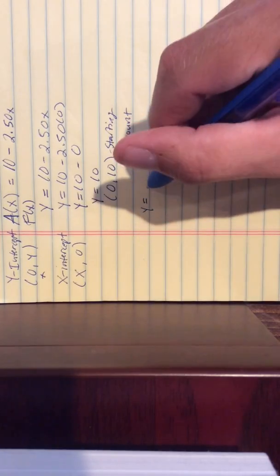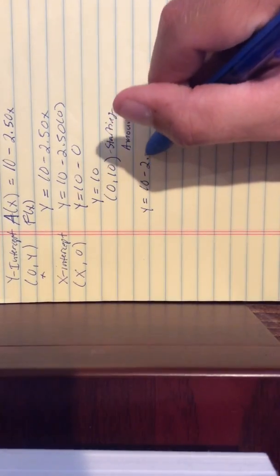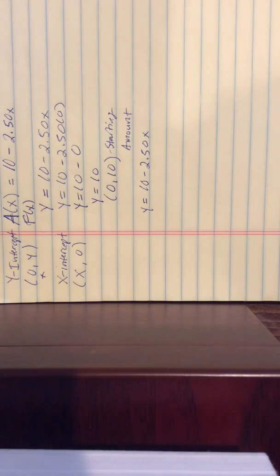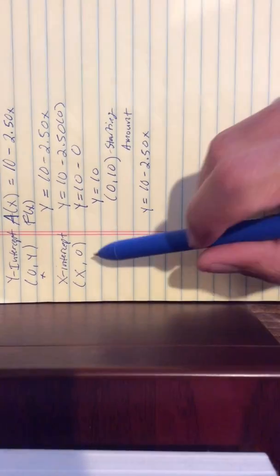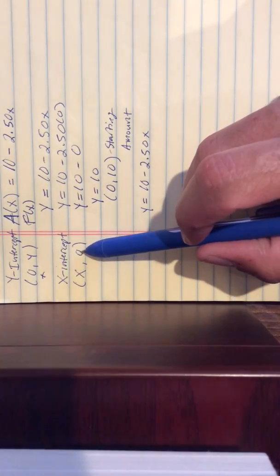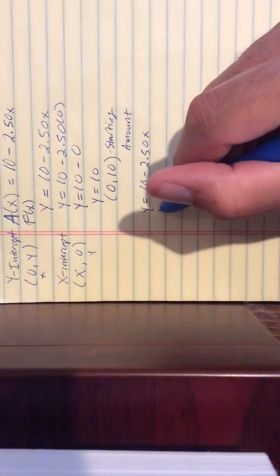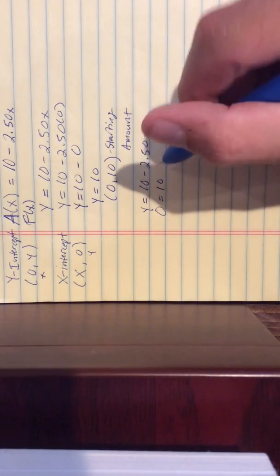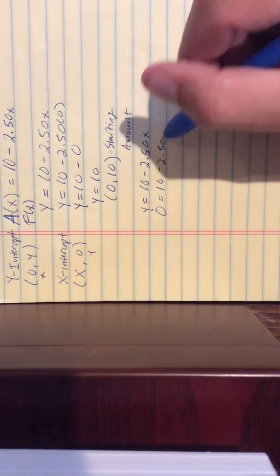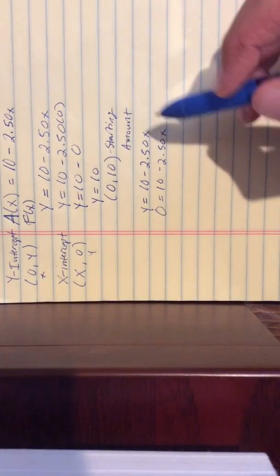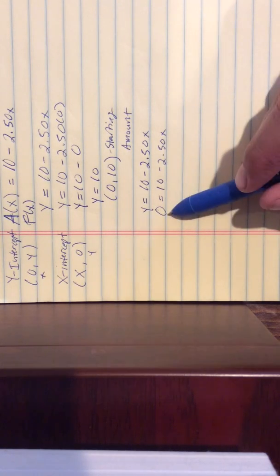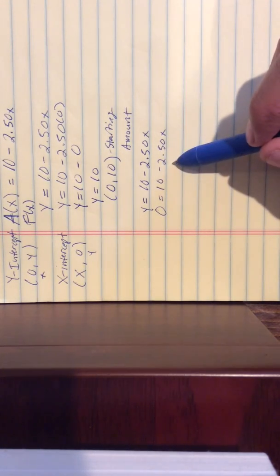Okay, let's say they're trying to find the x-intercept. Same equation. I got y equals 10 minus 2.50x. If I want to find the x-intercept, I know that I'm going to plug in 0 in the place of y. So now I would rewrite it and I would say 0 equals 10 minus 2.50x. Okay, so from here I'm trying to get x by itself. So the first step I would do, you have to make a decision. Am I going to move the 10 across, or am I going to move the 2.50 across?